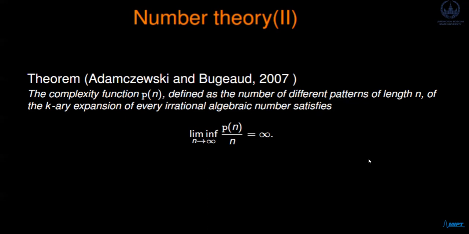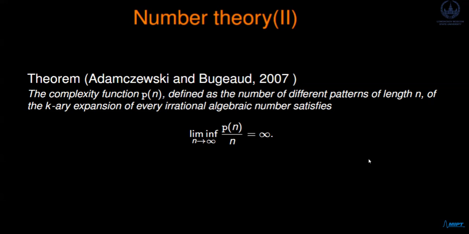What is the theorem? The complexity function, denoted as p(n), is defined as the number of different patterns or subwords of length n in the k-ary expansion of an irrational algebraic number. And the theorem states for every irrational algebraic number, the complexity function satisfies the condition: limit inf of p(n) over n, when n goes to infinity, is equal to infinity. What does it mean?